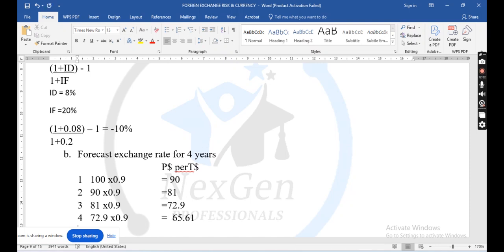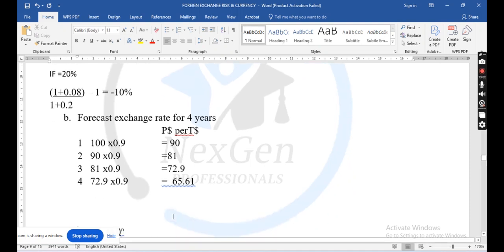Now, when you are forecasting, you calculate your depreciation percentage to be 10%. What it means is that the country P dollar spot rate will decrease by 10% on a yearly basis. Or if you don't want to use this method, you could use the usual method.